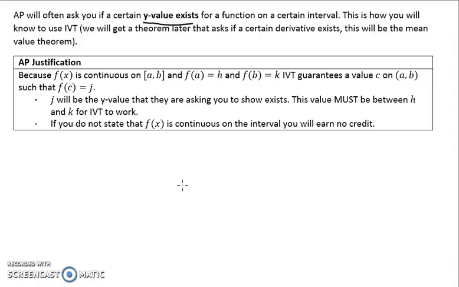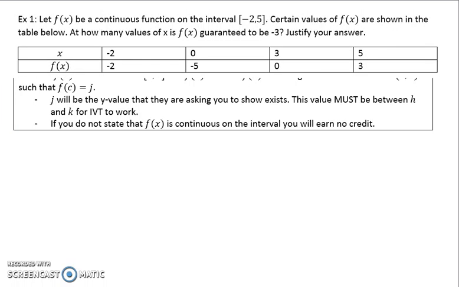And if we don't say that f of x is continuous, we are not going to earn any credit. So we have to have this sentence word for word memorized for our AP justification. So let's look at what this might look like.